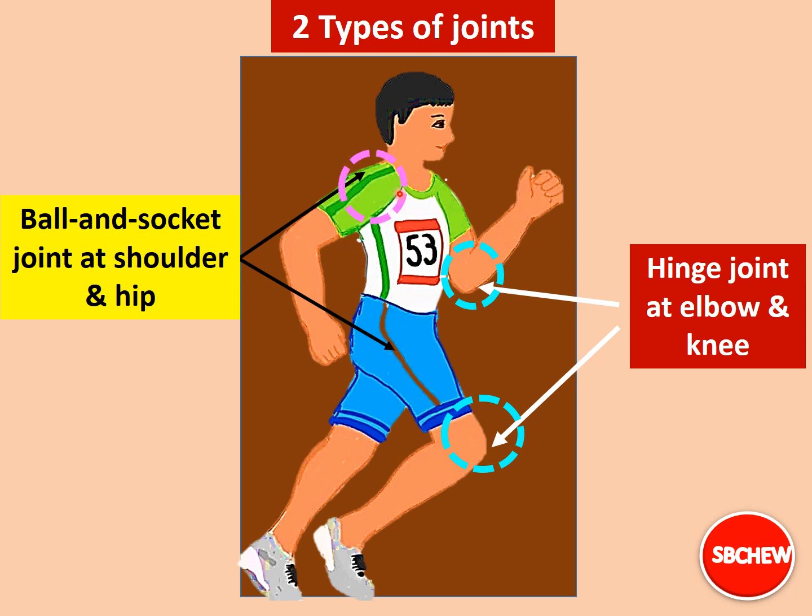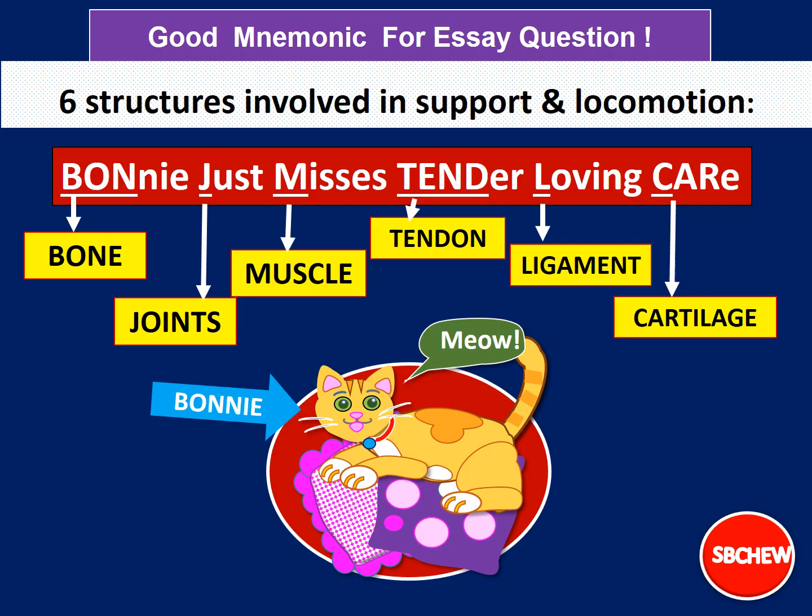Right, so sometimes you are asked to label a ball and socket joint, then you label the ball and socket joint at the shoulder, or if it's present, then you can label the one at the hip. Here is a good mnemonic for you to use for essay questions like the one that we just discussed, where you have to know the 5 tissues involved in support and locomotion and one structure, that's the joint.